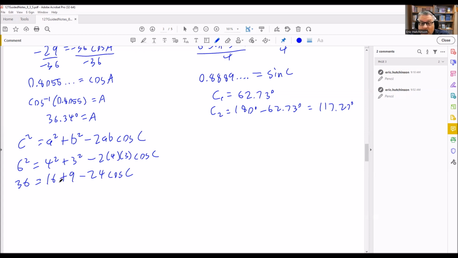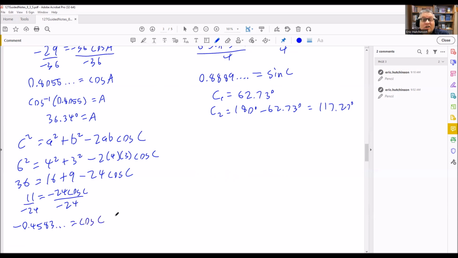Again, these are not like terms, so you want to do 36 minus 16 minus 9. And so by going through all that, we're going to get 11 equals negative 24 cosine c. We're going to divide both sides by negative 24. And by doing so, we're going to get negative 0.4583. Again, there's some more decimals there, so I'll put the dots there for that.